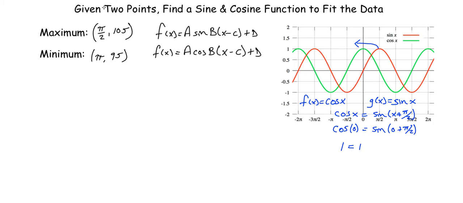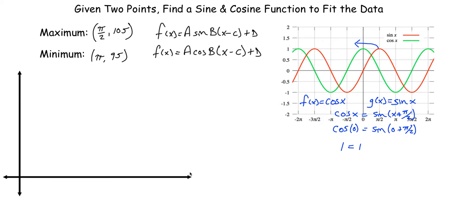So what I'm going to do in this case, where I have a maximum and a minimum, is first draw a picture for myself to give myself a visual representation of what the graph is going to look like. So the first thing I'm going to do is say, all right, the point (pi over 2, 105). I'm going to create my scale down here. This can be pi over 2, this can be pi, this can be 3 pi over 2, this can be 2 pi.